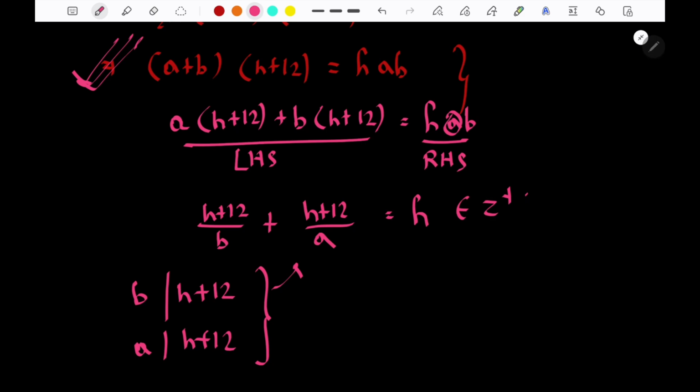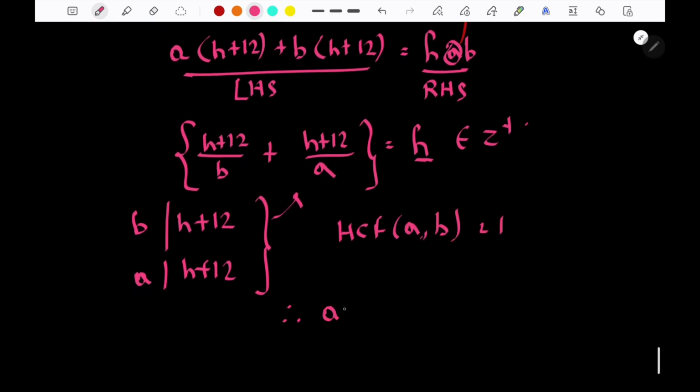If they don't divide, students, what is going to happen? They will not be perfect integers. So if they will not be perfect integers, how can they be equal to some integer? Now think of one thing. So b divides h plus 12, a divides h plus 12, and HCF of a comma b is 1. So therefore we can say if a divides c and b divides c, then ab will divide c when they are co-prime. So this is true. So what can we consider?